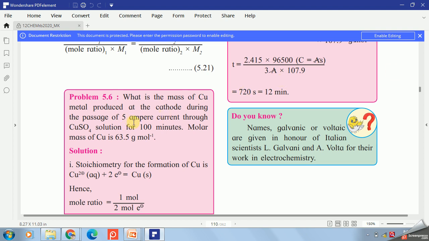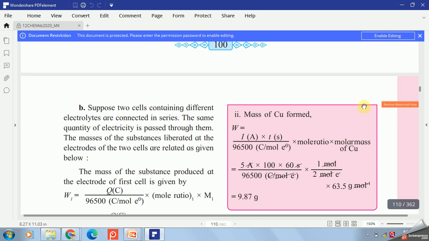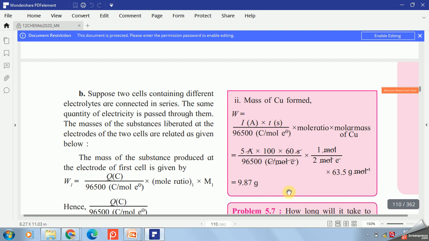Then the current passed through the circuit is 5 ampere for 100 minutes, and the molar mass is 63.5. If you substitute all these values in your formula, you will get 5 ampere into 100 minutes, converted into second because in the formula we measure the time in second, divided by 96,500 coulomb per mole of electron, into the mole ratio 1/2, since 1 mole of Cu needs 2 moles of electrons, into the molar mass 63.5 gram per mole. Cancel the common units. Don't forget to convert: if your time is in minutes, convert it into seconds; if it is in hours, convert it into seconds. So your answer is 9.87 gram. Here we see the cancellation of common units in numerator and denominator.